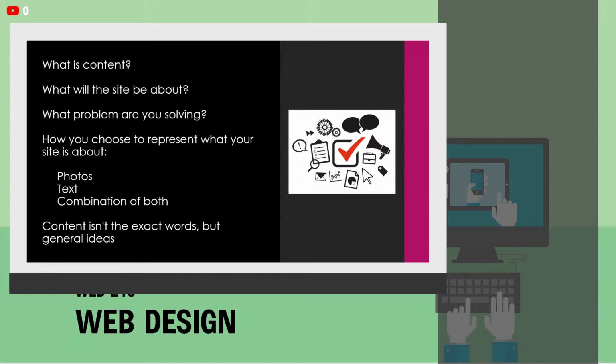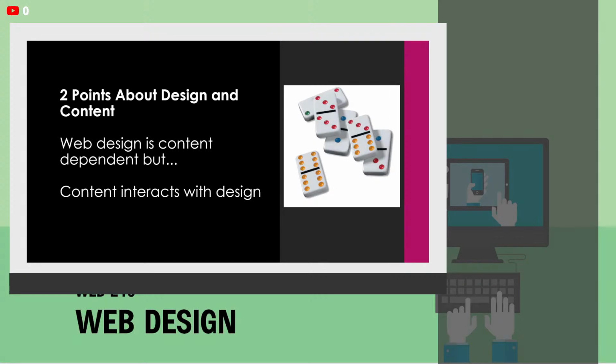When we are concerning ourselves with content generally, when it's related to design, the exact words and the exact photos and the exact videos don't matter. You're looking for general ideas. You're looking for vibes, if you will, to bring it into a 2023 perspective. Because that's what's going to build the bridge between the content and the design. So with that, we come to two points when we talk about design and content. One is that web design is content dependent.